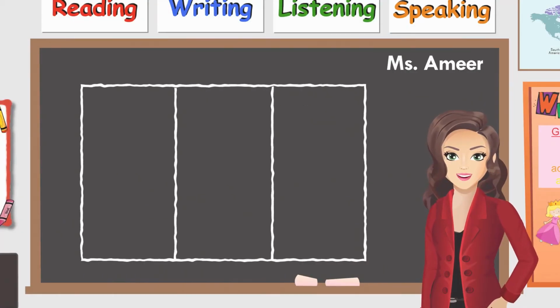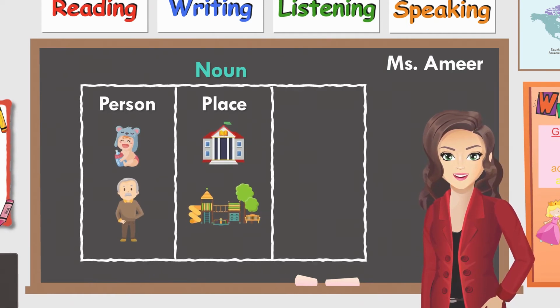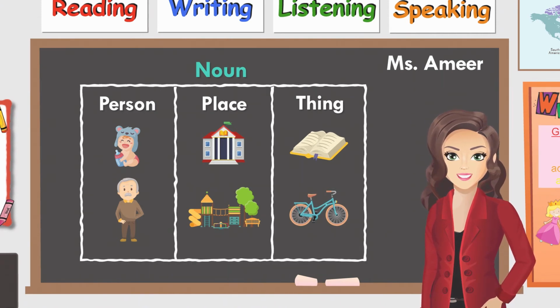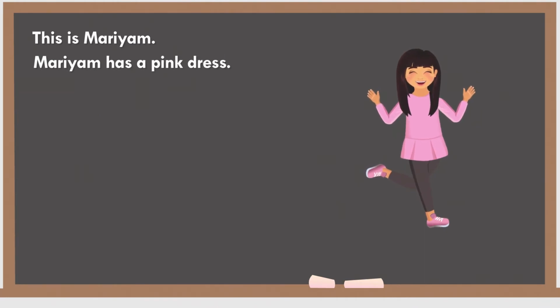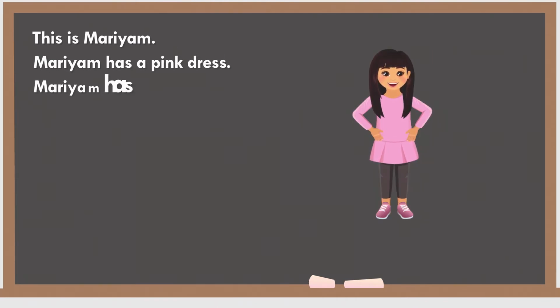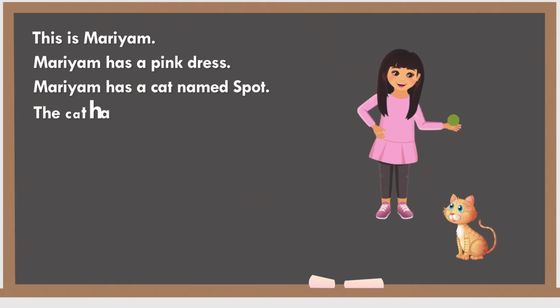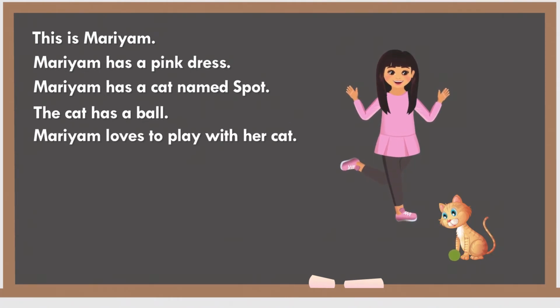Let's review. A noun is a person, place, or a thing. Great work! Next, let's read a story together. This is Miriam. Miriam has a pink dress. Miriam has a cat named Spot. The cat has a ball. Miriam loves to play with her cat.